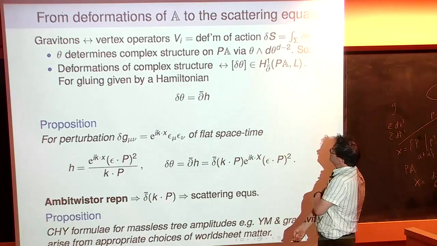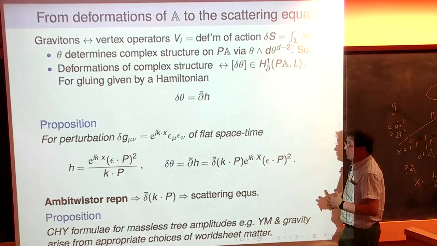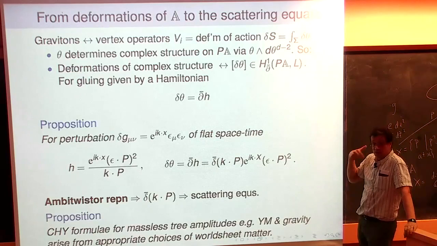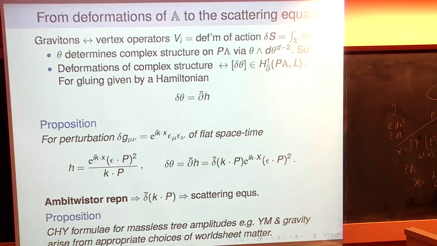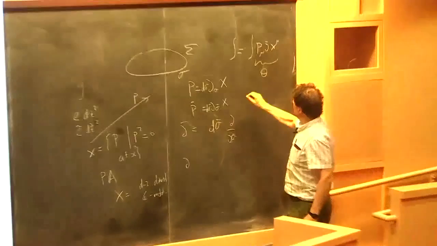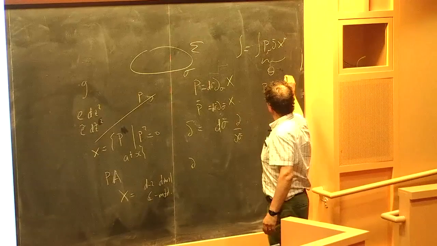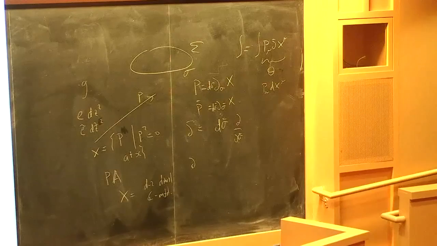So the gravitons are meant to correspond to vertex operators, and at least for an integrated vertex operator, I mean, you have integrated and fixed vertex operators, but for the integrated vertex operator, you think of them as deformations of the action. And the action was essentially the integral of this p dot d bar x, and we recognize this as the symplectic potential, the p dot dx, just restricted to the anti-holomorphic direction on the Riemann surface. And so you have to ask how it is that that varies when you change the metric.